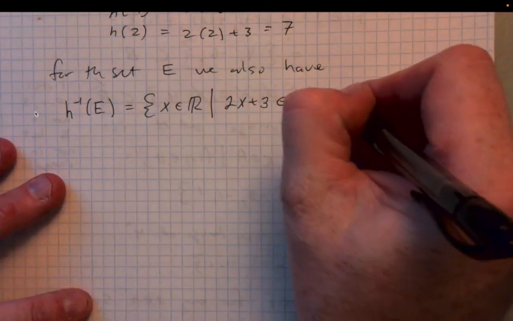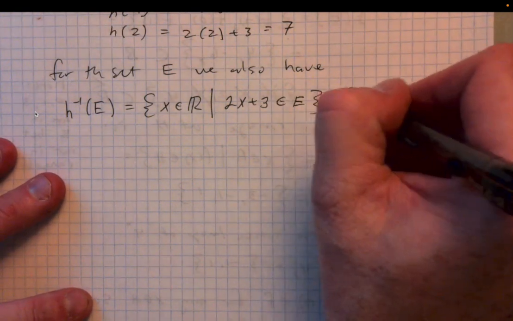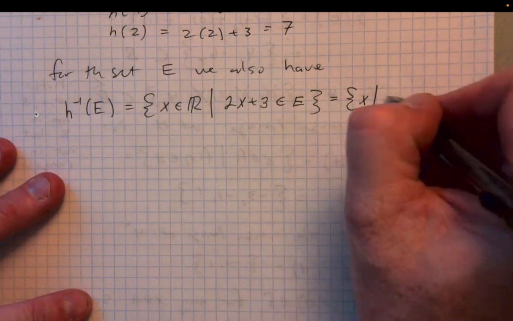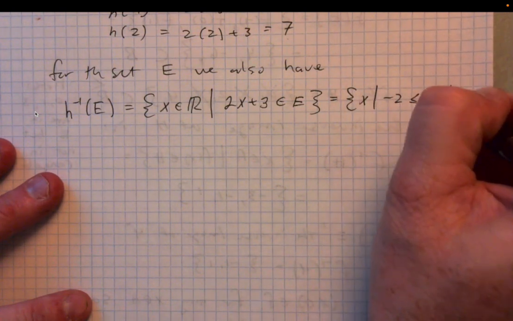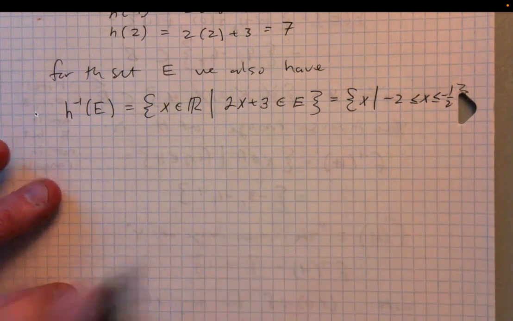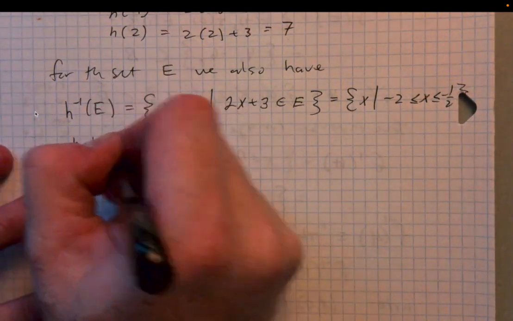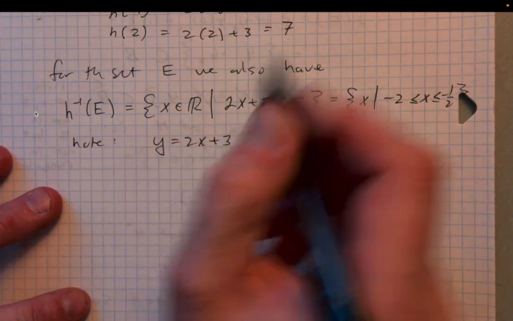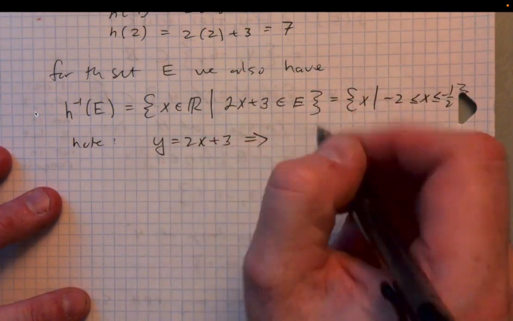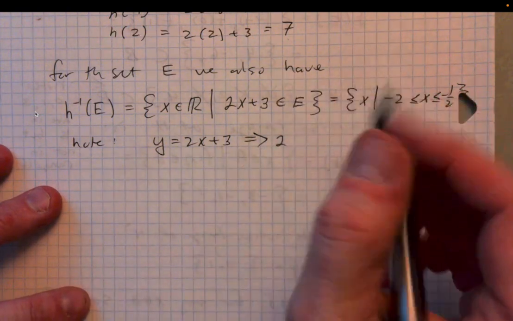All right, and this, of course, is going to be equal to the set of x such that negative 2 is less than or equal to x, which is less than or equal to negative 1/2. And where did that come from? Right? So note, in this case, y equals 2x plus 3. It's going to imply that you can find the inverse function here real easily, can't you?